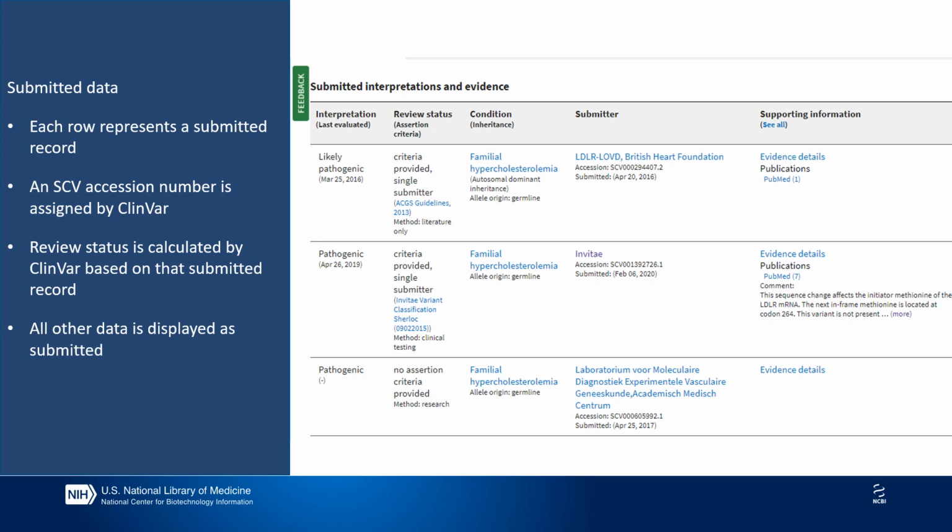You can see in each row the SCV accession number that was assigned to that record by ClinVar. You can also see a review status that is calculated by ClinVar for each record. Otherwise, all of the data in these tables is represented as it came from the submission. So you can see the submitter's own interpretation of the variant, their assertion criteria, the condition they interpreted the variant for, along with any citations or comments they provided about their interpretation. You can find more details about the submission by clicking the link for evidence details.